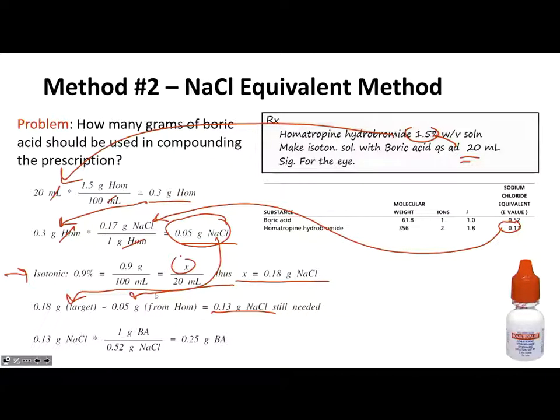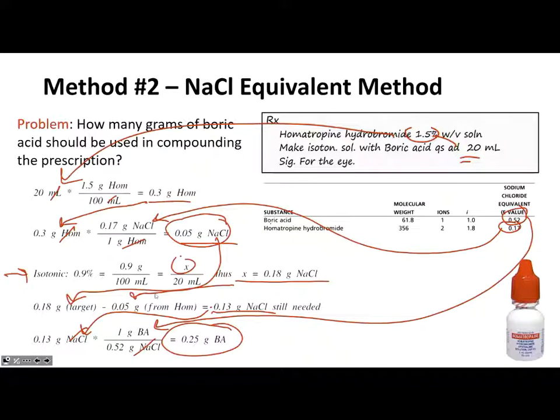Boric acid. So let's take the amount of sodium chloride I need and apply boric acid's E value here: 0.52 grams of sodium chloride per gram of boric acid. Let's set it up as 1 gram of boric acid over 0.52 so that those units cancel. So 0.13 divided by 0.52 gives a total weight of boric acid of 0.25 grams. Is that the answer we got before with the freezing point depression method? Yes, we did the same thing in two different ways.